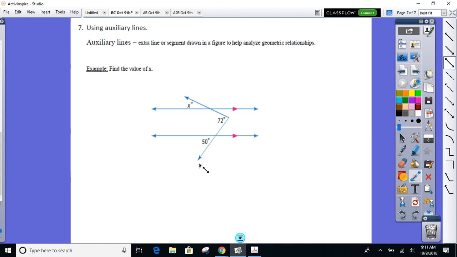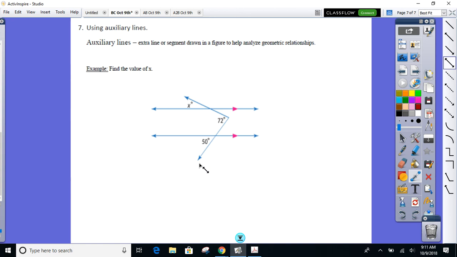So if I come to this point where I can't tell you if I have alternate interior, I can't tell you if I've got corresponding, I may have to draw in a third line now. Add something to my diagram, which we're going to refer to as an auxiliary line. Let that roll off the tongue a couple times. Auxiliary line. It's just going to be an extra line that we're going to draw in to help us see the relationships.